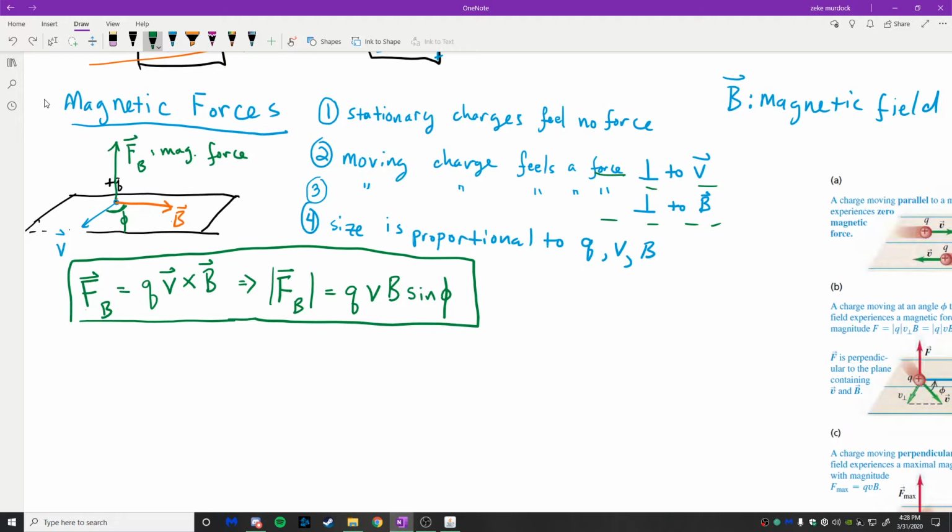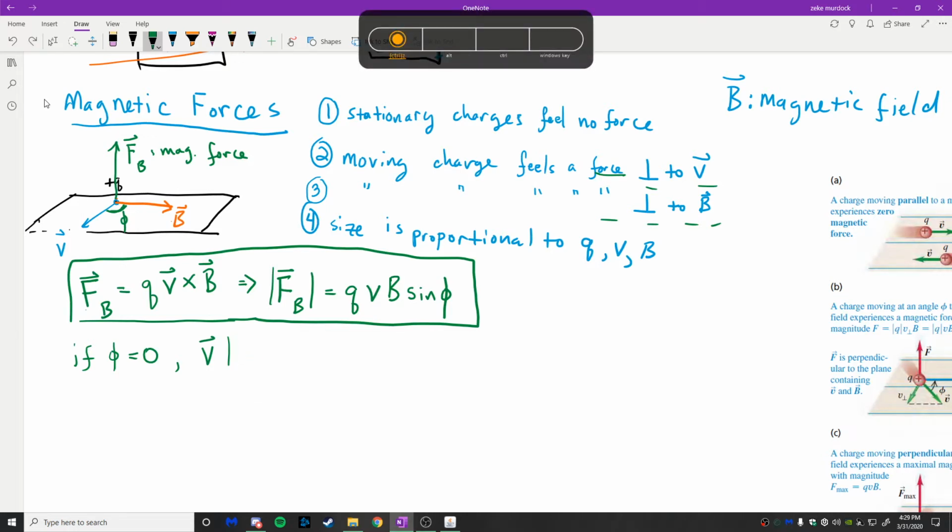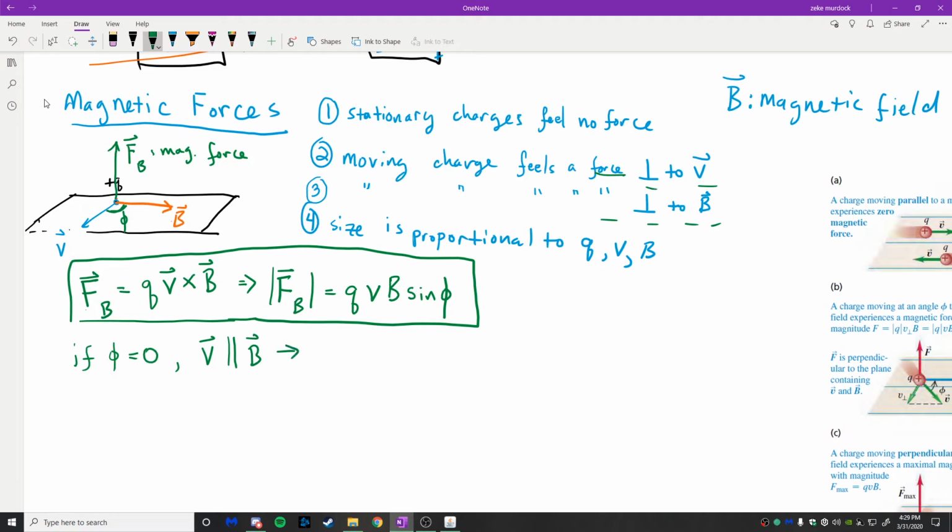If the charge has no velocity, V is 0, and the force is 0. If the particle is not charged, like a neutral particle such as a neutron, it would not feel a force. And if there's no magnetic field, there's no force. In addition, if the angle phi is equal to 0, that means V is parallel to B, and this leads to 0 force. So you need some kind of angle between the velocity vector and the magnetic field, and that angle can't be 0 or 180, because sine of 0 is 0 and sine of 180 is 0. But in general, this is going to give you the force.